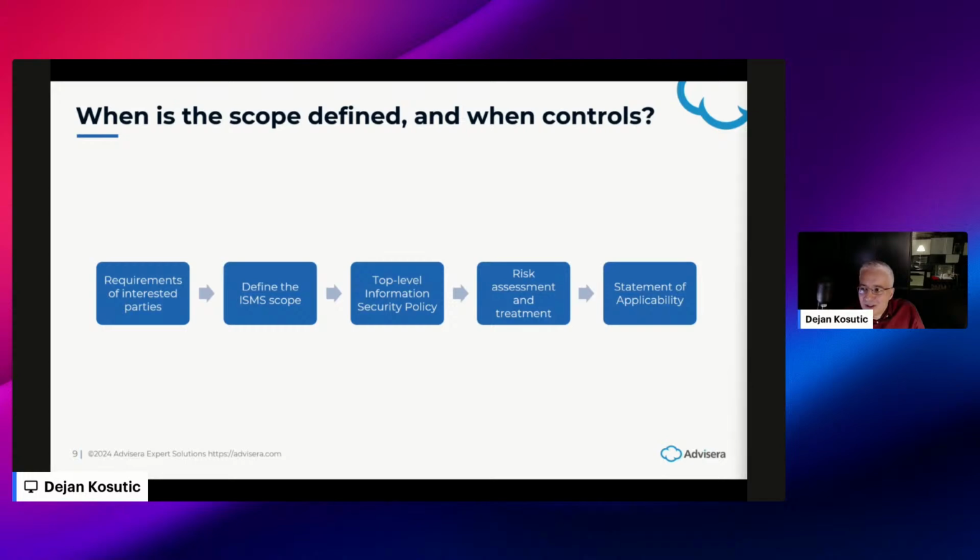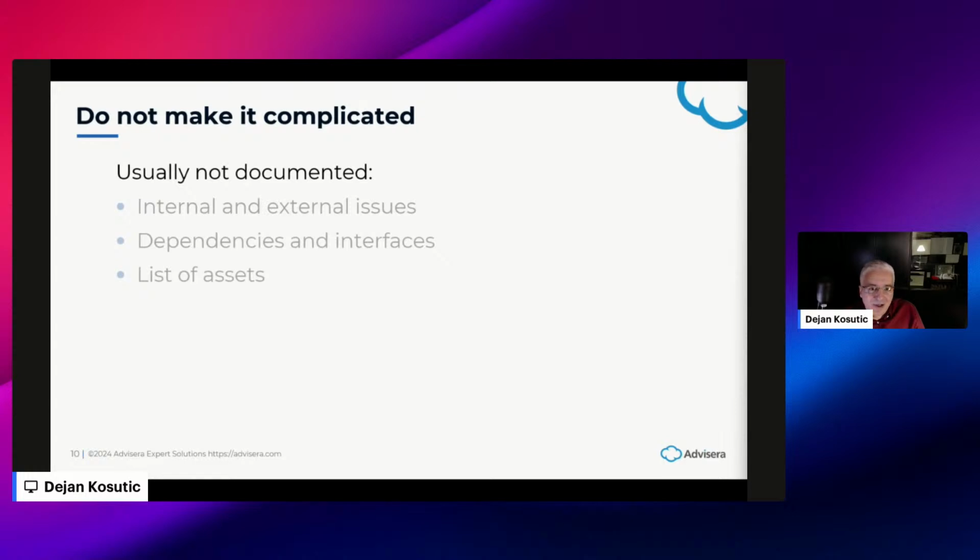move on to the next slide, and this is really a couple of suggestions on when you write this scope document. So what is usually not documented? Of course you can write these things, but they're not recommended. For example, you're usually not documenting the internal and external issues. So you could theoretically write them in your ISMS scope document, but this is not really required by the standard, and this will only take you some additional time. The second thing that is not required to write specifically in the scope document are dependencies and interfaces. Now, just to clarify, you must determine the dependencies and interfaces, but you do not need to document them.